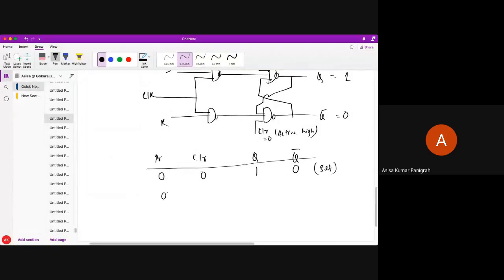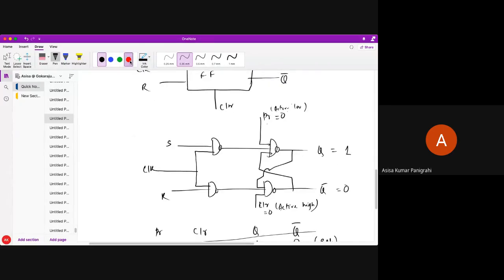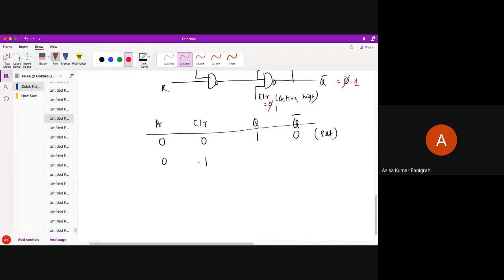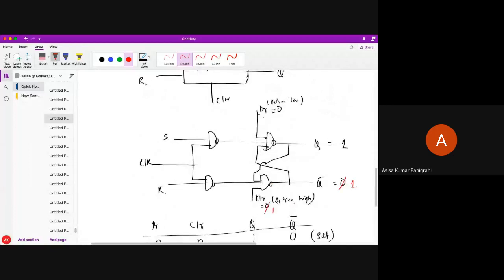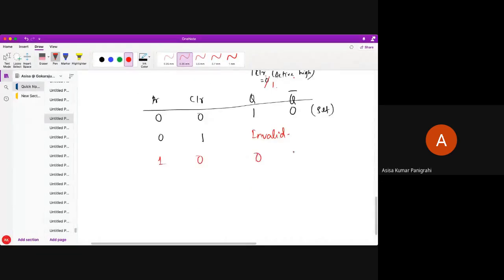Now if preset is 0 and clear is 1, what will I get? Clear is 1, meaning it is active high, so this also makes my q bar equal to 1. Since preset is 0, I got q equal to 1. So this is actually an invalid initial state we have achieved here. Invalid initial state. Now preset is 1 and clear is 0. Since clear is 0, q bar is equal to 1 and q equal to 0. So we got q equal to 0 and q bar equal to 1. This is called the reset state, the reset initial state.